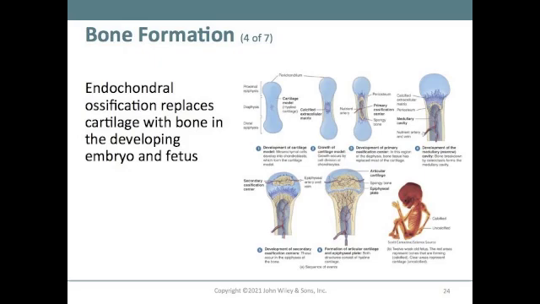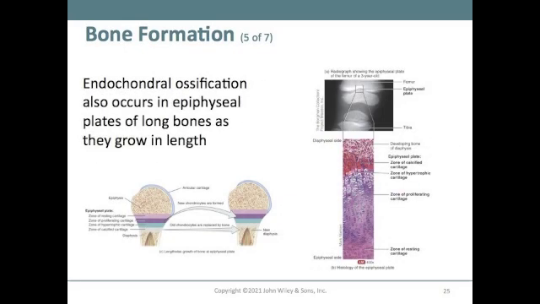All right, so bone formation. This is on page 189, figure 6.7. Endochondral ossification also occurs in the epiphyseal plates of long bones as they grow in length. So this is what I was talking about a few minutes ago, and why this is so important. You can see this epiphyseal plate, which is the boundary or the separation of the epiphysis and the diaphysis of the bone.